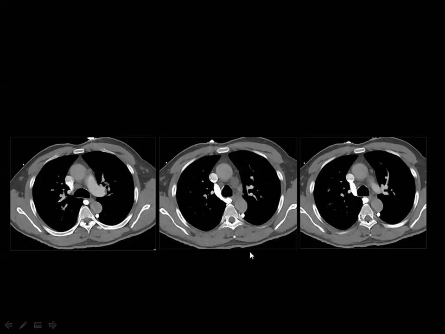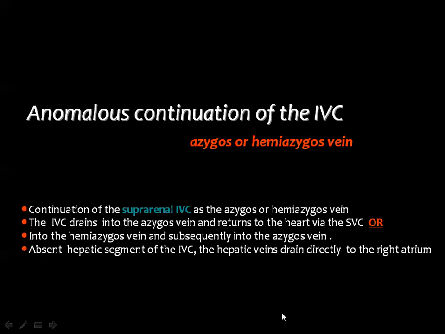And this is the appearance of the azygos vein joining the superior vena cava in serial images taken for the thorax. One of the common findings is the anomalous continuation of the IVC. Sometimes the azygos vein acts as a continuation of the inferior vena cava, especially if it is interrupted, usually in the region of the liver.